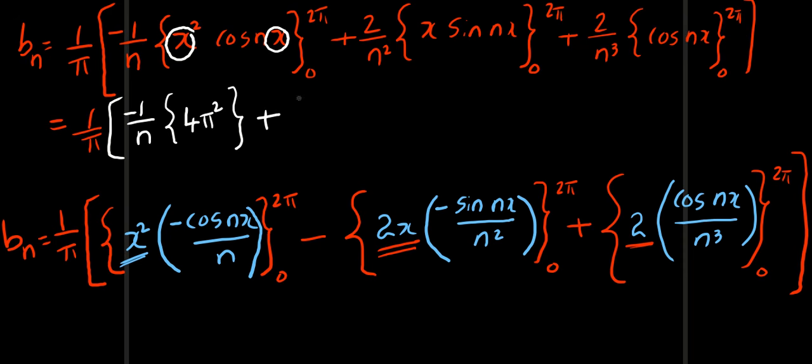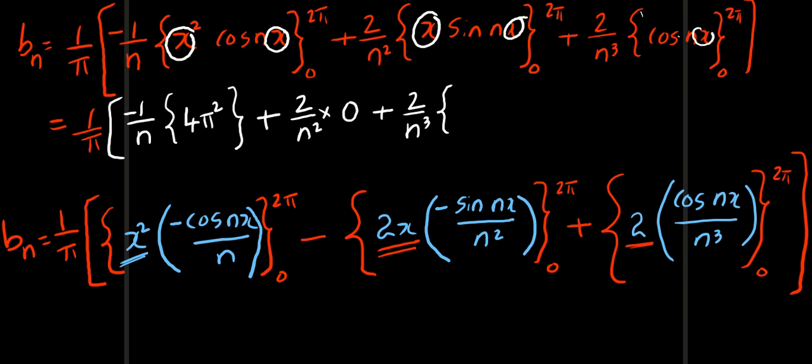Plus 2 by n square. I'll circle the plug-in parts, this one and this one. And you know sine 2n pi is 0, sine 0 is 0, 0 into something is 0, so that's it. And now the last term, 2 by n cube, and when you plug in this value, you're going to get cos 2n pi, which is 1, cos 0 is 1, so 1 minus 1. Okay, that's it. Goodbye to that term.